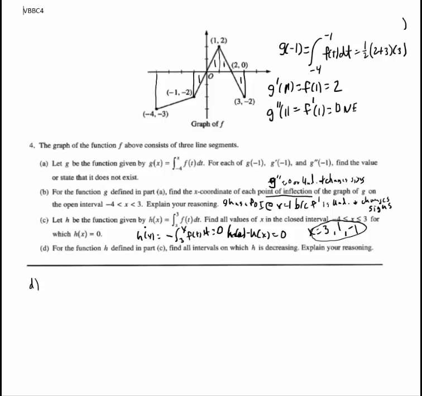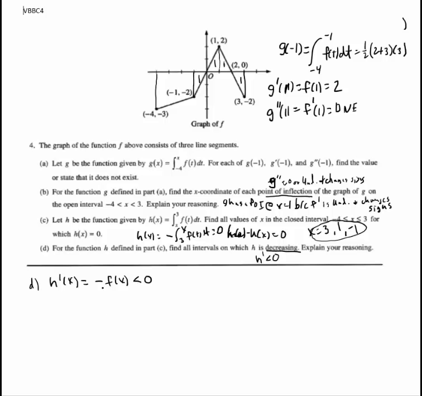So the function h, again, defined in part C, which means I'm using this, find all intervals on which h is decreasing. So that's my keyword or phrase. H decreasing means h prime is less than 0. Okay. Up here I was just dealing with h, so I need h prime. So again, this is going to be fundamental theorem of calculus. The derivative of h is h prime, and the derivative of this integral is just the function. When I replace this dummy variable t with x, chain rule applies, but derivative of x is just 1. So h prime is equal to negative f of x, and that has to be less than 0.